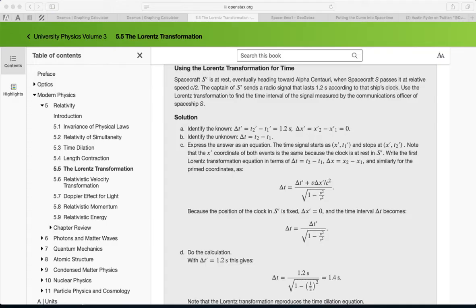The example is by openstacks.org, where they have the time at 1.2 seconds and the distance at 0. This is important because my equation can't do a distance greater than 0. The velocity they use is half the speed of light. After plugging in all of this, they get delta t as 1.4 seconds. Can my new equation give us the same exact answer?